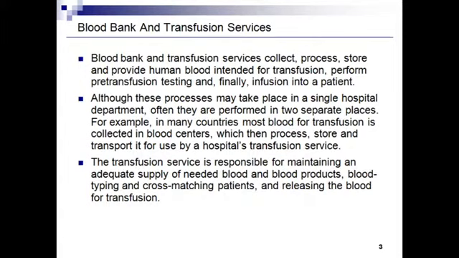Blood bank and transfusion service is the first chain in the system of blood supply of clinical hospitals, and the blood bank service has some functions. Blood bank and transfusion services collect, process, store and provide human blood intended for transfusion, perform pre-transfusion testing and infusion into a patient. Often these processes may take place in a single hospital department, often they are performed in 2 separate places.